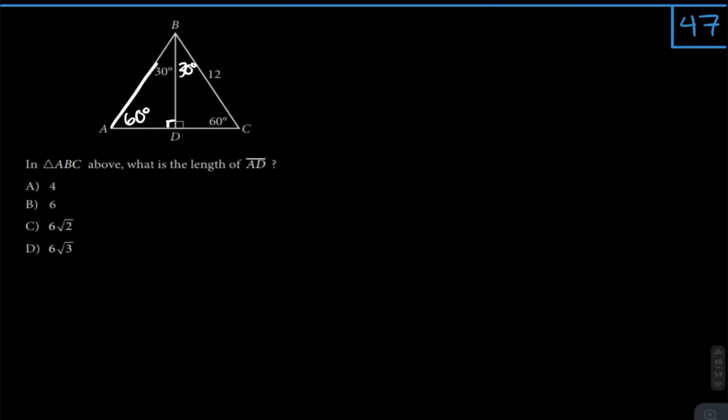So that means that this side is going to be 12. This side is going to be 12. And so AD, which is what the problem is asking for, and I'll write that in a different color so you can see it better, AD is going to be 6. It's half of that. That's choice B.